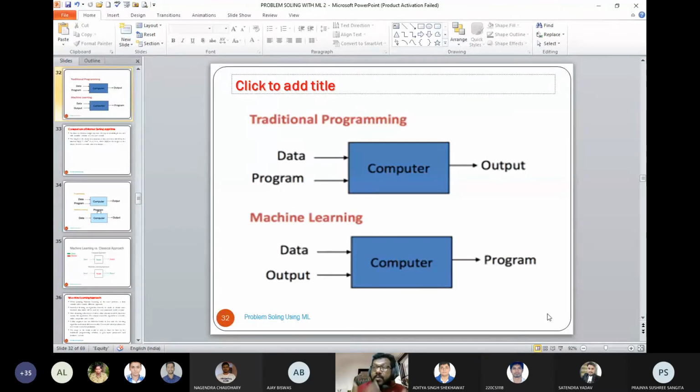Because you can program S equal to UT plus half AT square, because the formula is there. You supply the values of acceleration and time as data, write a program, and you get an output. But when a functional relationship does not exist between input and output, I repeat, functional relationship does not exist between input and output, so we go for machine learning.